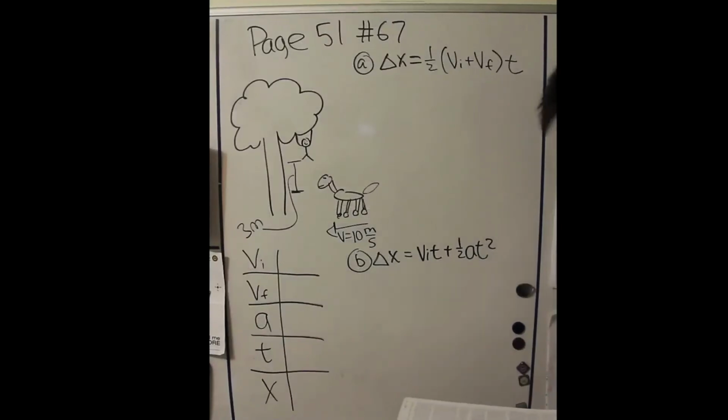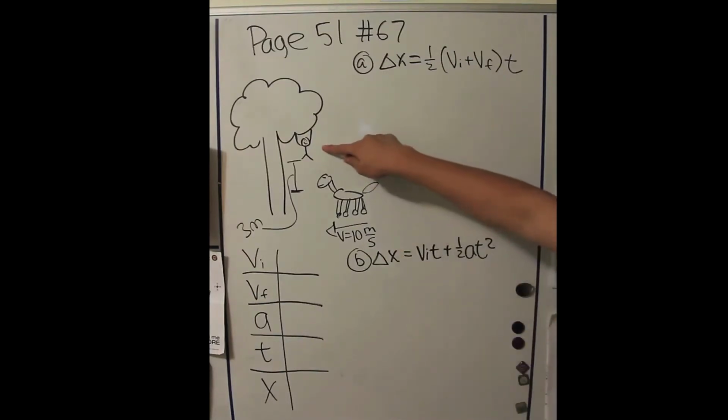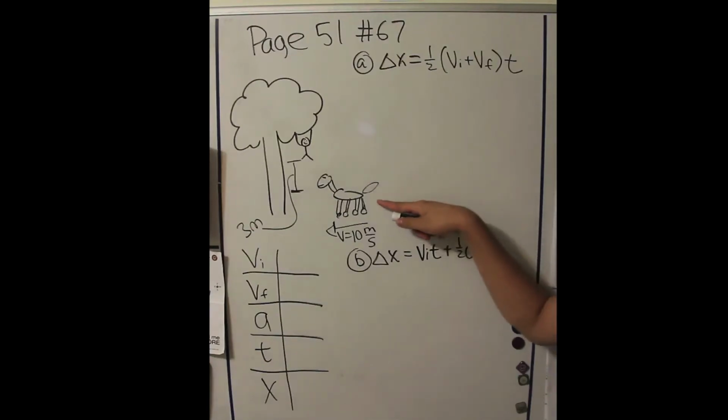Today I'll be doing problem number 67 on page 51 of the Physics BAP Chapter 2 homework. The problem reads, a stuntman sitting on a tree limb wishes to drop vertically onto a horse galloping under the tree. The stuntman is pictured here, and the horse is pictured over here.